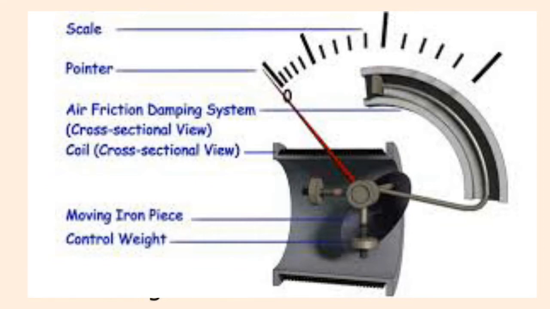The MI instrument does not have permanent magnets. It has one iron vane that is moving, and surrounding it there is a coil. The conductor makes the stationary coil, and it is excited by the voltage or current whose magnitude is to be measured.